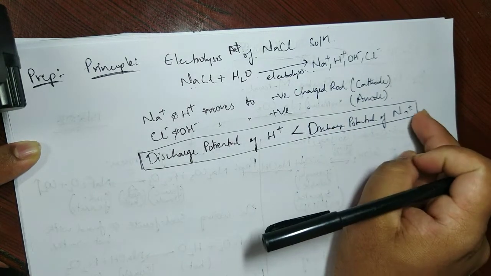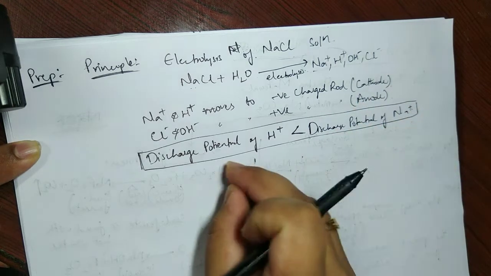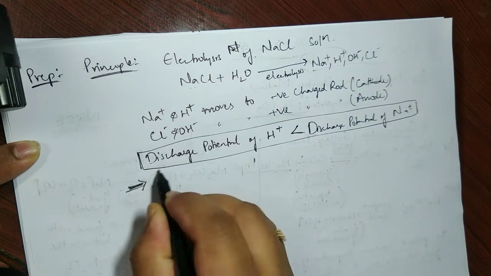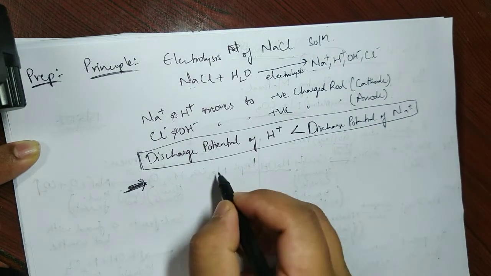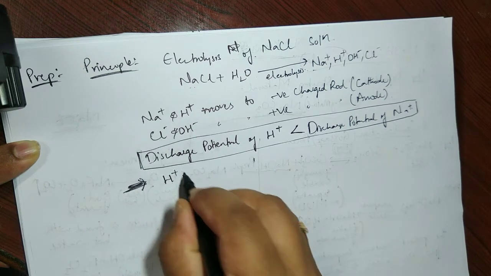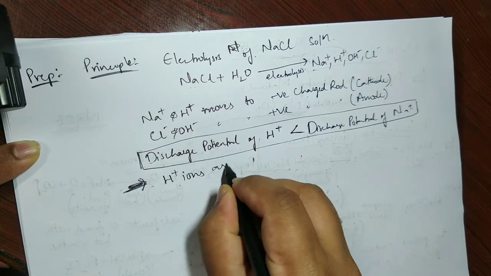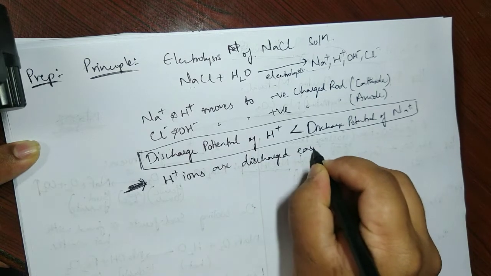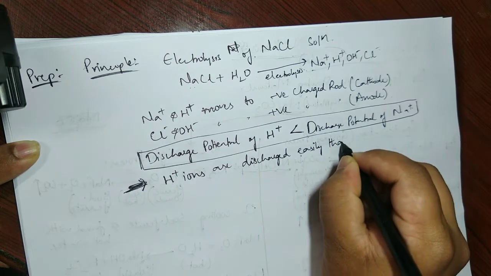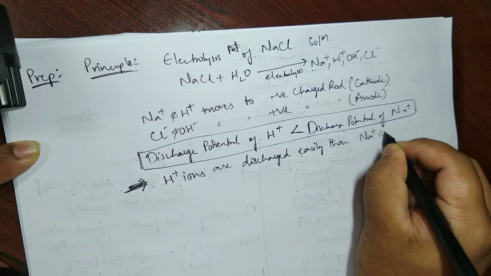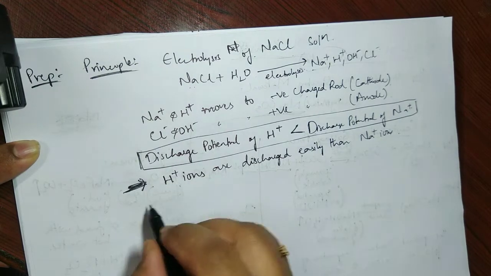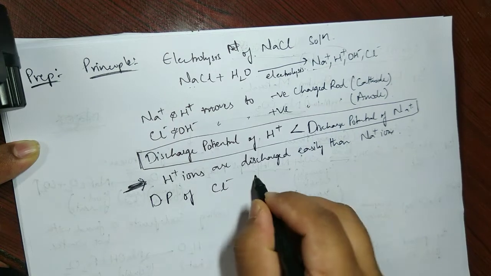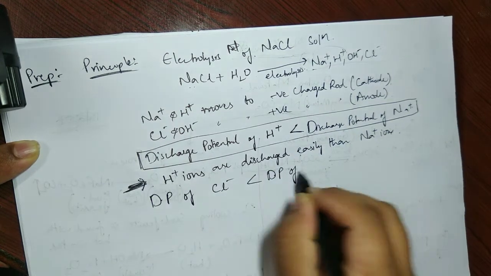That means as compared to Na plus, H plus ions are easily discharged. I write the point here. What is the meaning? The above statement implies that H plus ions are discharged easily than Na plus ions. Okay, in the same way, in the medium of water, the DP of Cl minus is less than the DP of OH minus ions.